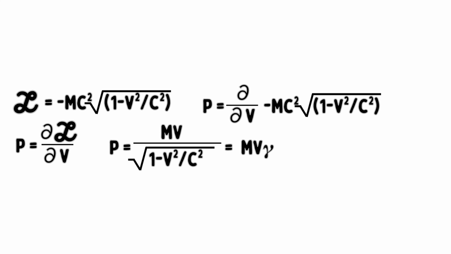Now, the details of this don't really matter. It's Calc 3 material, and I promised a basic explanation, but it's just the rate of change of the Lagrange function with respect to velocity. Now, calculating this, you end up getting mv times the Lorentz factor, gamma, which is just mv over the square root of 1 minus v squared over c squared.